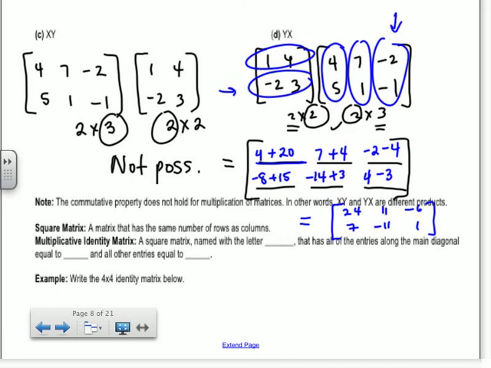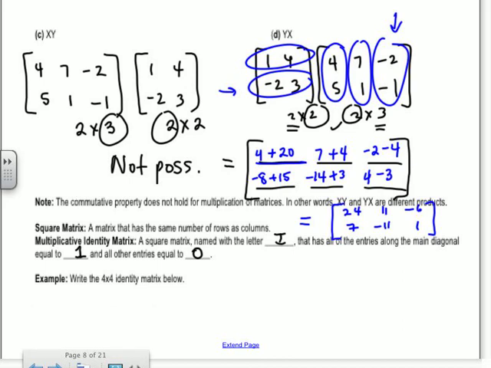Okay, a square matrix is a matrix that has the same number of rows as columns, so like a 2 by 2, a 3 by 3, 4 by 4. The multiplicative identity is a square matrix named with the letter I for identity that has all the entries along the main diagonal equal to 1 and all the other entries equal to 0. Okay, what we call the main diagonal is the downwards diagonal. Right there. Those are all 1s.